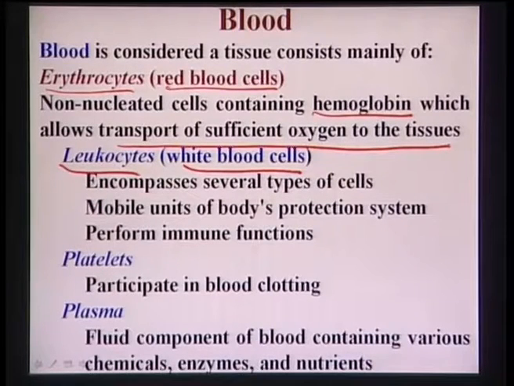Now, leukocytes encompass several types of cells, and these leukocytes are the mobile units of the body's protection system. That is why, when you undergo blood testing, doctors tell you to count the RBC and count the WBC. WBCs are important for your immune system. Immune means protection against external damage. So, if the WBCs are very low in your blood, then your immunity is very poor. That is why WBC content is also important.